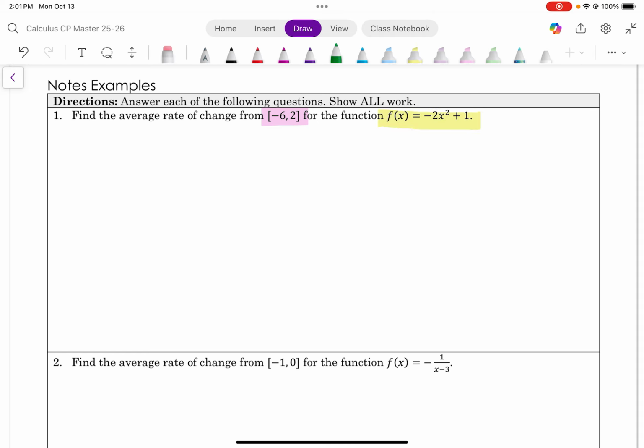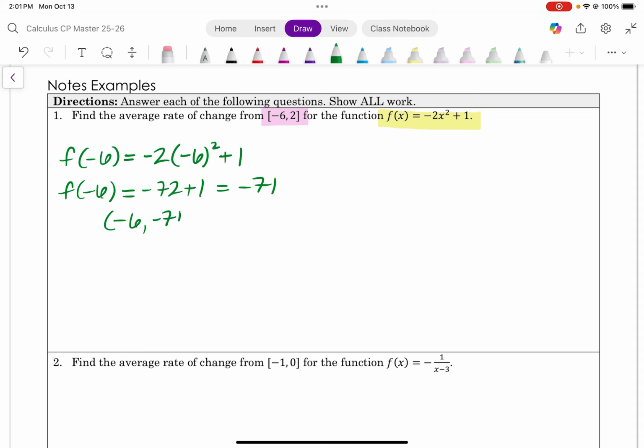If I want to know what the y value is at the x value of -6, I substitute it into the function. So you would see something like this: -2 times -6 squared plus 1. I would then continue to do the work. Here I would get -72 plus 1, which would give me -71, making the first coordinate that this is passing through (-6, -71).